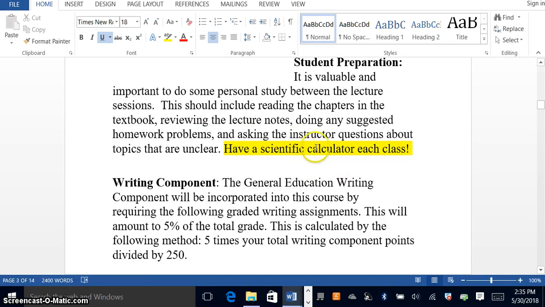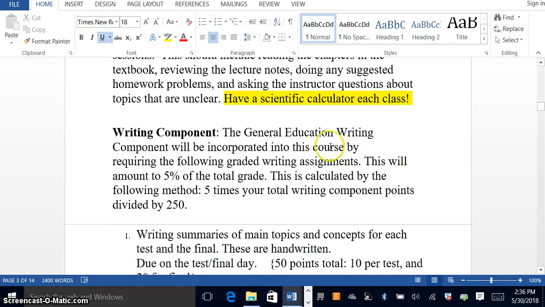Make sure you have a scientific calculator. Oh, I guess you're not bringing it to class because you're not coming to class. But you want to make sure you have yourself a scientific calculator, one that does the exponential function. All right. So there's 2 writing components.